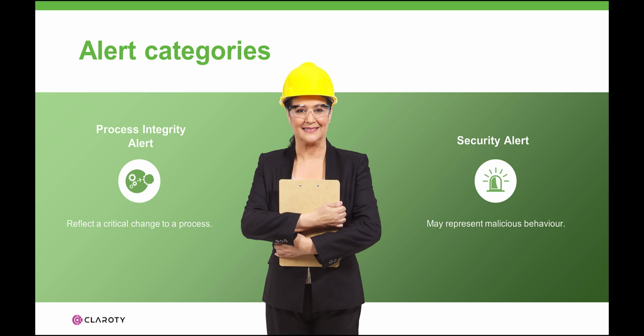The first are process integrity alerts. Alerts like these are triggered when CTD is in operational mode and reflect critical changes to a production level process. Examples may include configuration downloads, new hardware assets being added to the network, or policy violations. Process integrity alerts typically happen due to network failures like human error, malicious attacks, and so on.